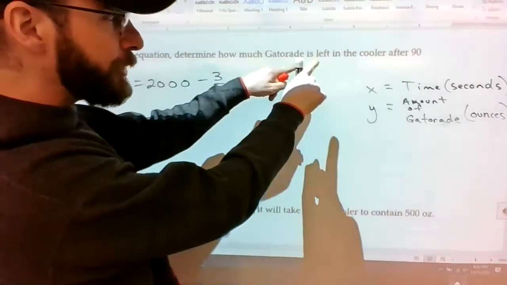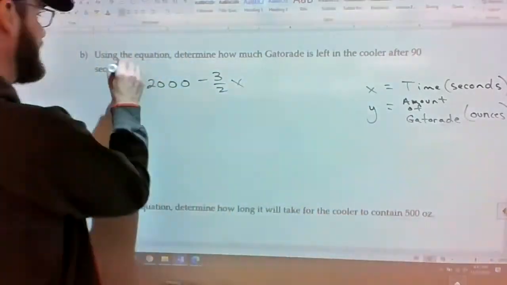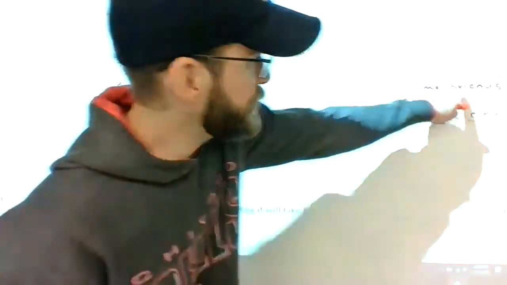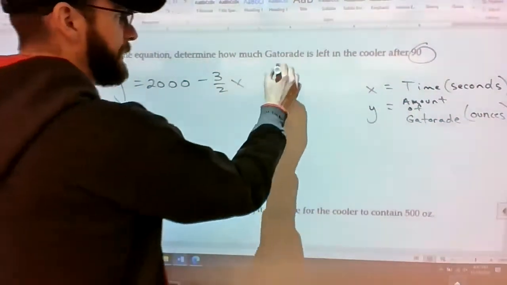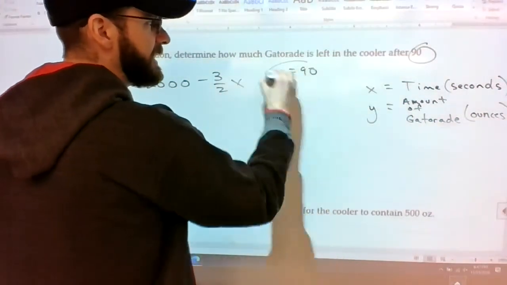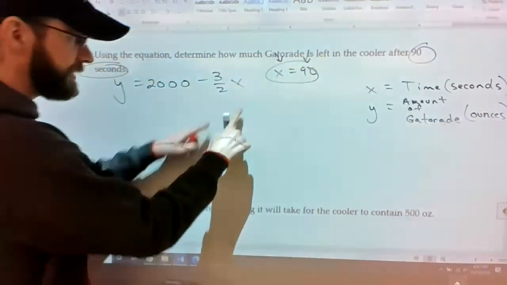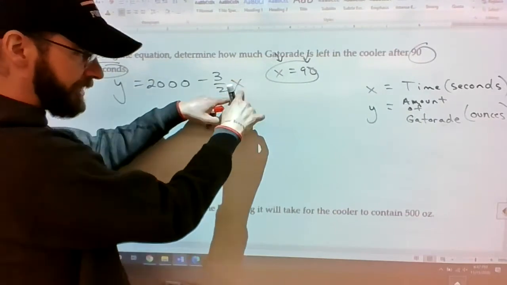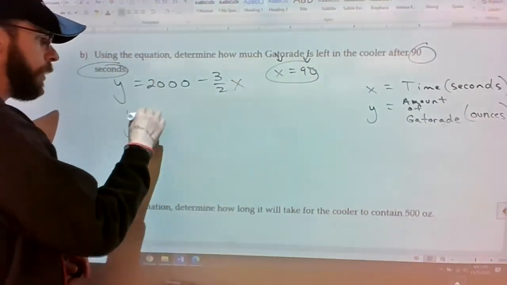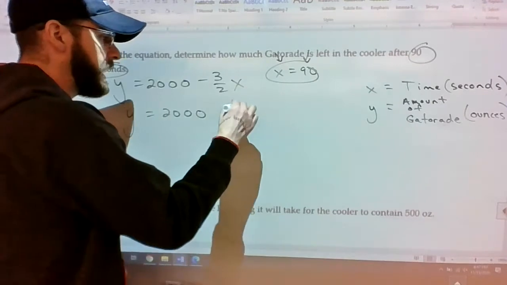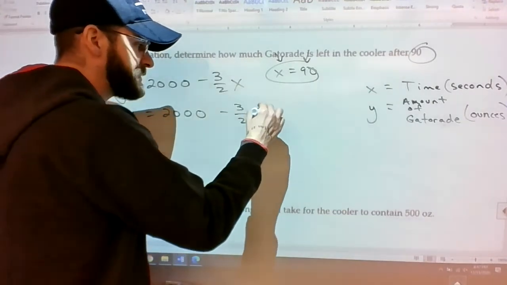Determine how much Gatorade is left in the cooler after 90 seconds. 90 seconds would be an x value. So you're basically saying x equals 90 from this situation, which means I'm plugging 90 in for that x value. y equals 2,000 minus 3 over 2 times 90.